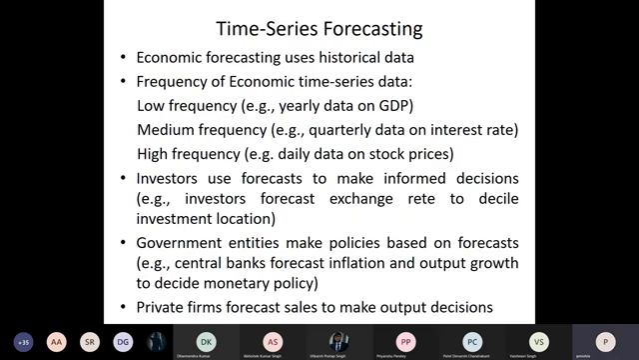Now, as I said, economic forecasting uses historical data and basically we predict for the future. But as I said, the frequency of economic time series may be of 3 types broadly. We may have low frequency data like yearly data on GDP, medium frequency data like quarterly data on interest rate, and high frequency data like daily data on stock prices.